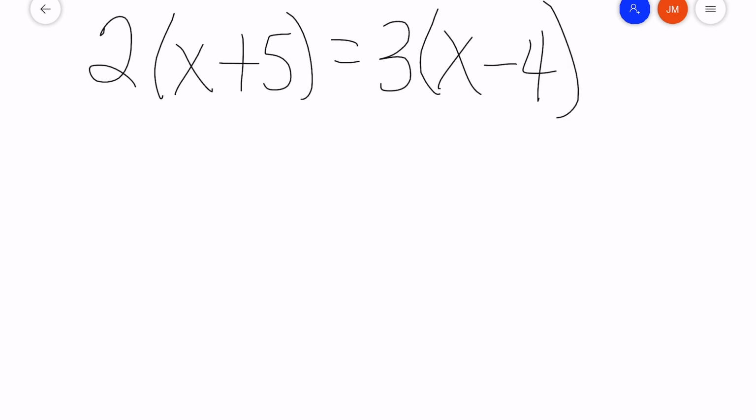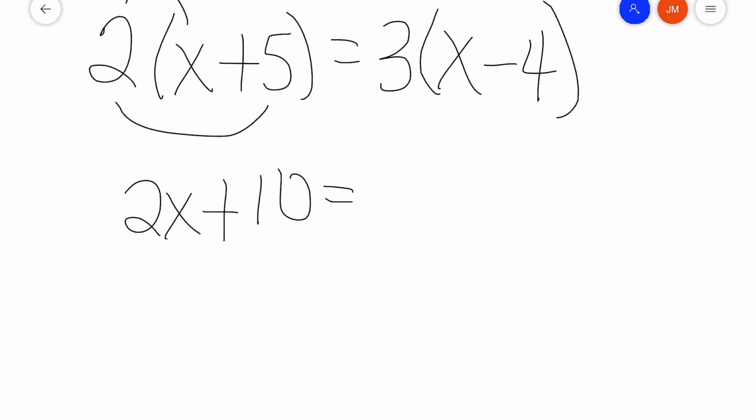We have 2 times parentheses x plus 5 equals 3 times parentheses x minus 4. So with the first step, simplify each side. That is necessary in this case. We're going to use our distributive property to simplify this equation. So we have 2 times x plus 2 times 5 gives us 2x plus 10 equals, same thing here, 3 times x minus 3 times 4 will give us 3x minus 12.